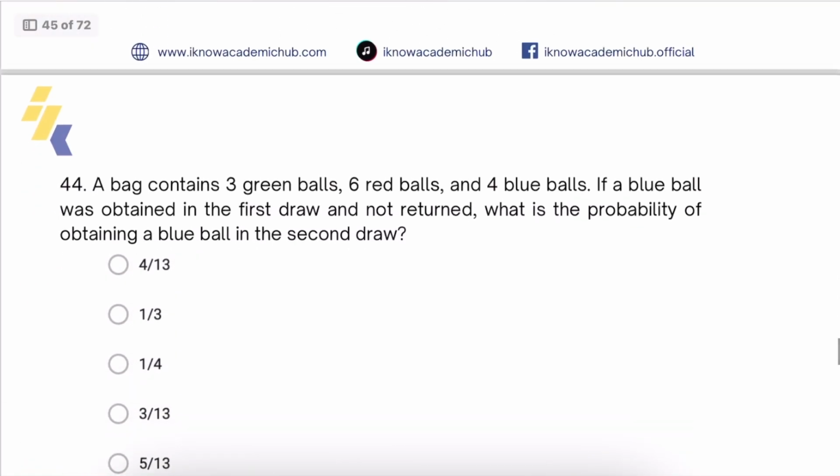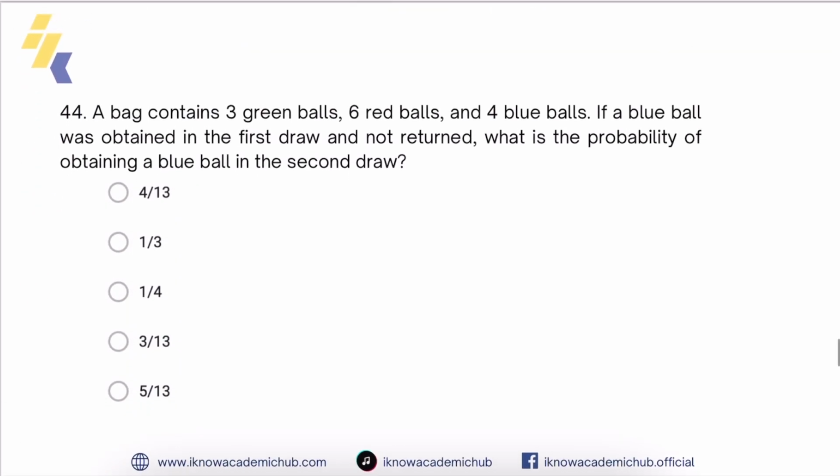Okay, next, number 44. A bag contains 3 green balls, 6 red balls, and 4 blue balls. If a blue ball was obtained in the first draw and not returned, what is the probability of obtaining a blue ball in the second draw? So we have 3 green, 6 red, and 4 blue.